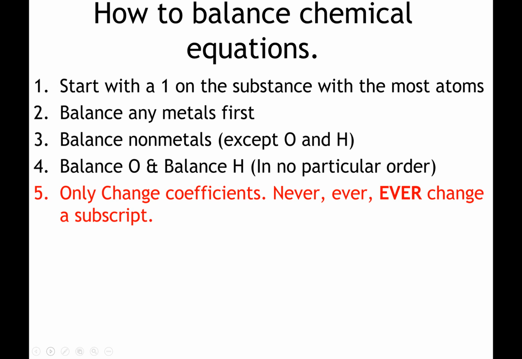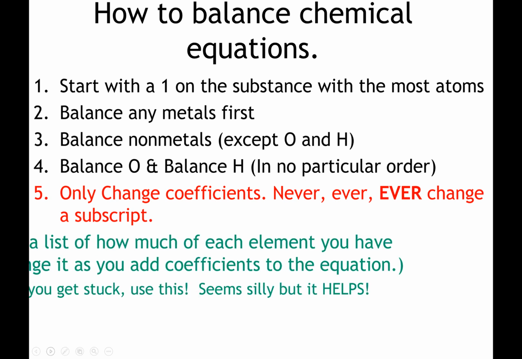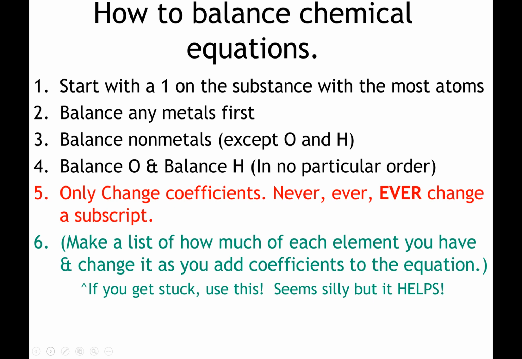Steps 5, 6, and 7 are more reminder steps, I guess. Number 5 is you can only change your coefficients, never ever ever change a subscript. We just talked about that. Number 6 is something to use if you get stuck. If you come across a difficult question or a difficult equation, make a list of the elements that you have on both the reactants and the product side of your equation, and then change those numbers of each element as you add coefficients.